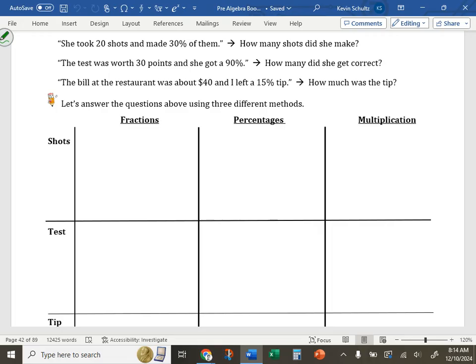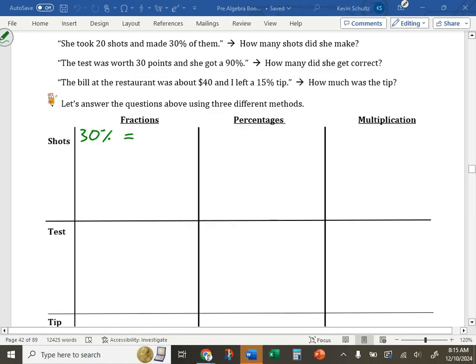But the fractions method involves converting that percentage to a fraction and then using a proportion. So first, we're going to start by writing that 30% and saying, what is that as a fraction? That's why we went through all those conversion objectives, to help us here. What is 30% as a fraction? 30 over 100. That word percent means out of 100, so we can write it as 30 out of 100.